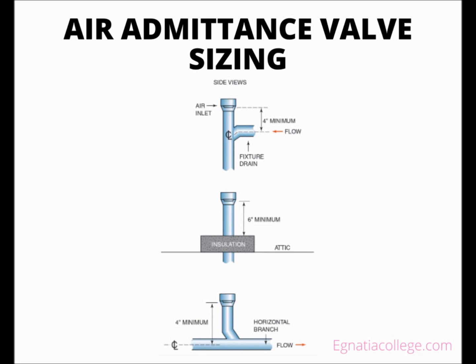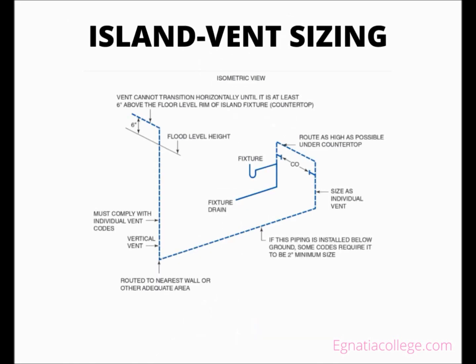Island vent sizing. A sink located away from walls is a candidate for being served with an AAV, but if they are not allowed by codes, the sink can be piped with a special venting arrangement known as an island vent. Most special DWV designs must receive approval from code officials before installation can begin.